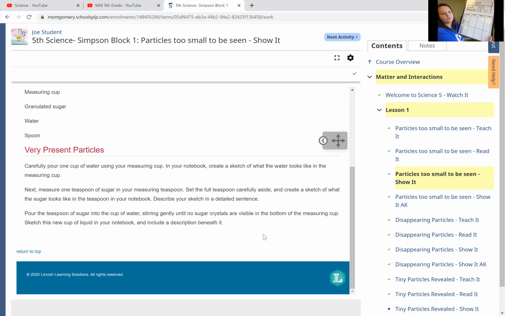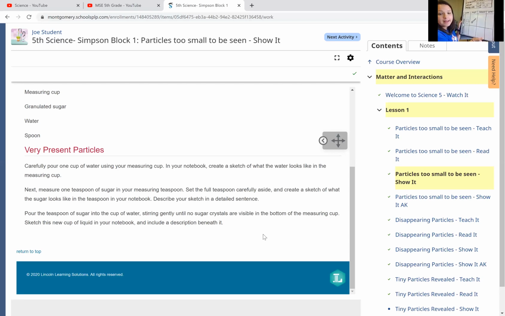Okay, next it says to measure 1 teaspoon of sugar in my measuring teaspoon. So this is all sugar, and I am just going to scoop some sugar in there. I'm going to set it right on top of my lid in case I do spill some. Then it asks you to set the full teaspoon carefully aside and create a sketch of what the sugar looks like in the teaspoon in my notebook. So I'm going to draw my sugar. Don't judge my drawing. I'm going to put a ton of little dots there, which represents my sugar.